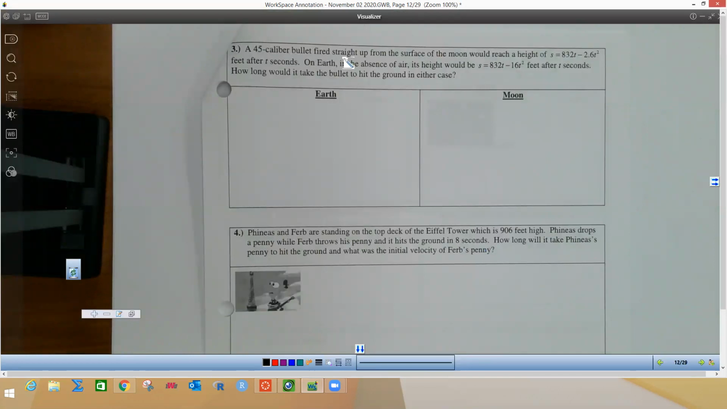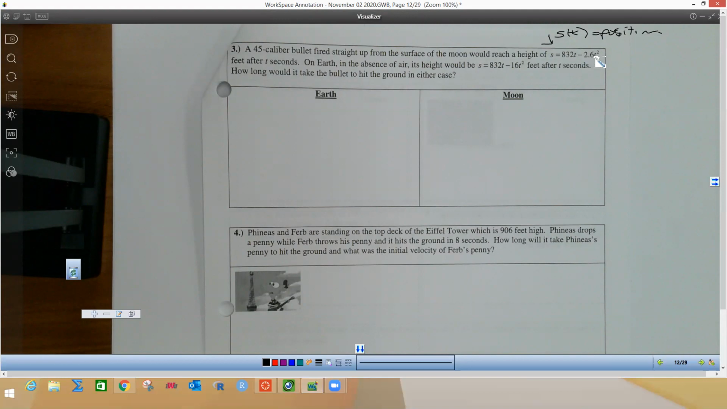Okay, a 45 caliber bullet is fired straight up from the surface of the moon. And this is your position, S, and it reaches a height. So a height is talking about the position. So this is a position function. That right there is S of t. I don't know why I didn't put that, but this is position. Position is height. So now we're talking about going up and going down.